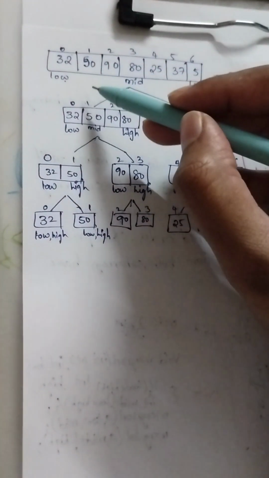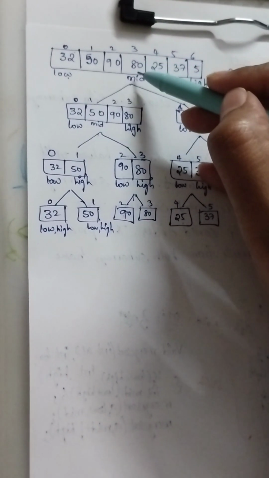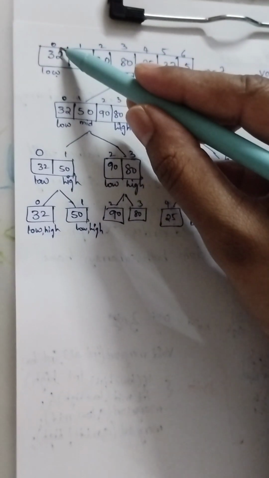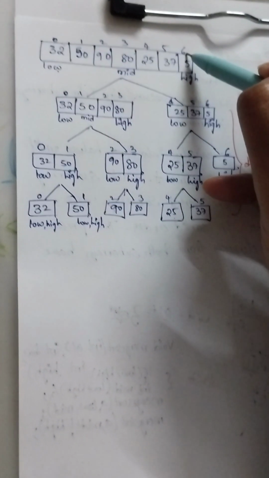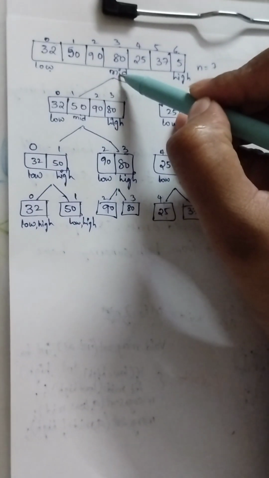So how are we going to divide? We divide with the help of the mid index. So how are we going to calculate that mid? Low plus high by 2. So what is the low here? 0. What is the high here? 6. 0 plus 6 by 2 is what? 3. So the third index is going to be considered as mid.